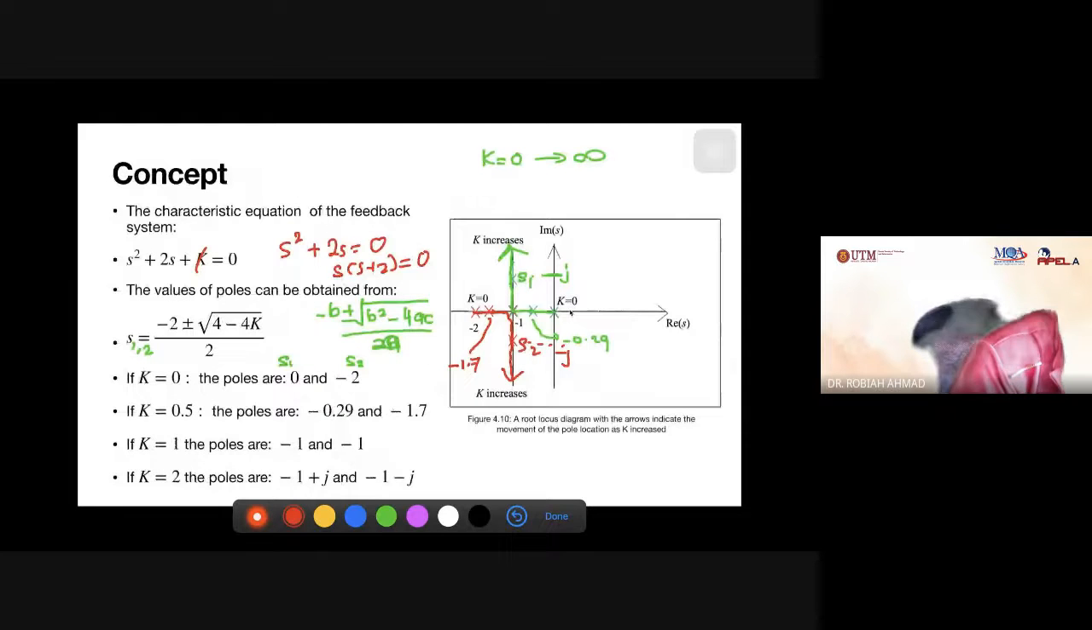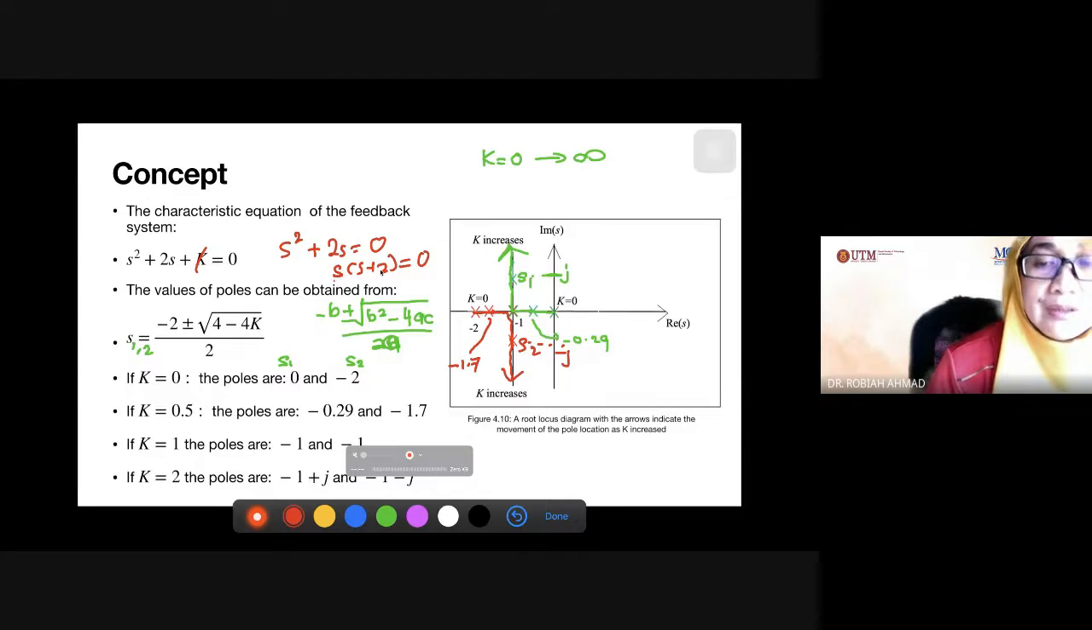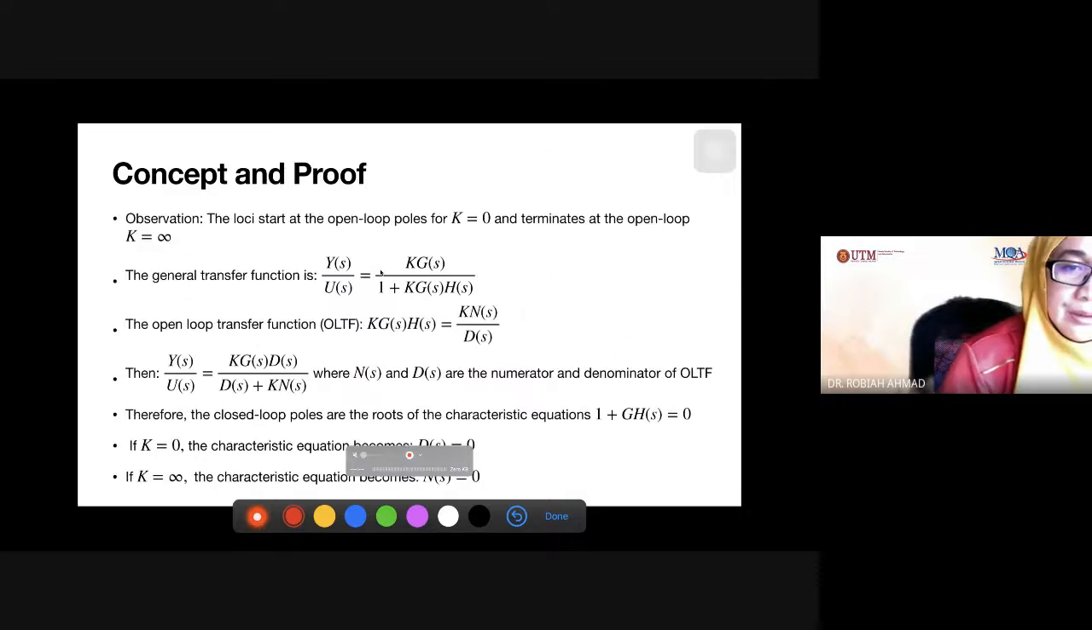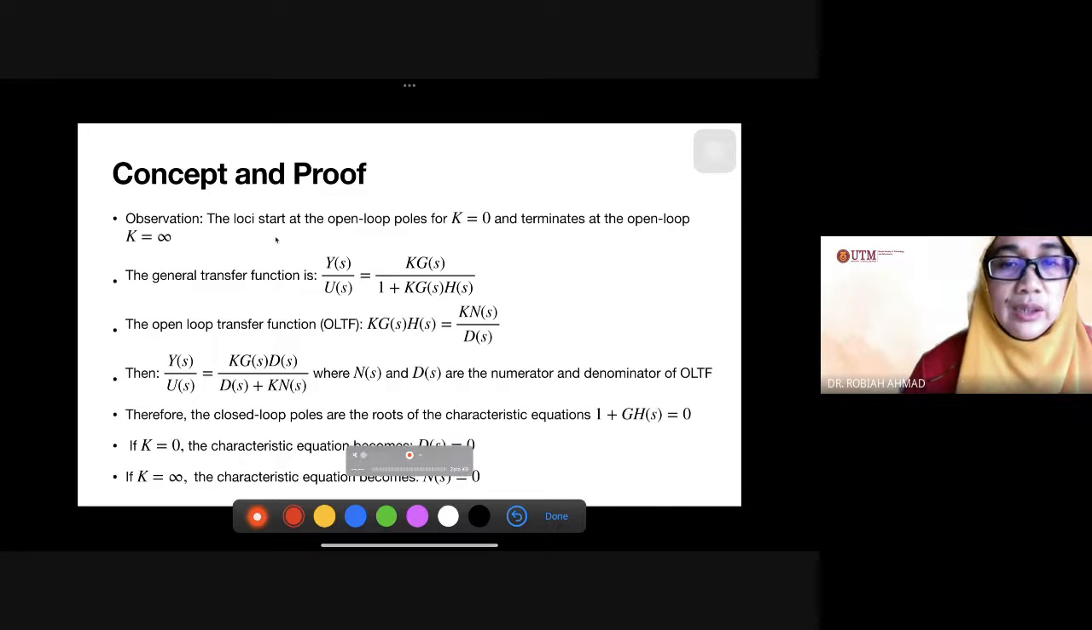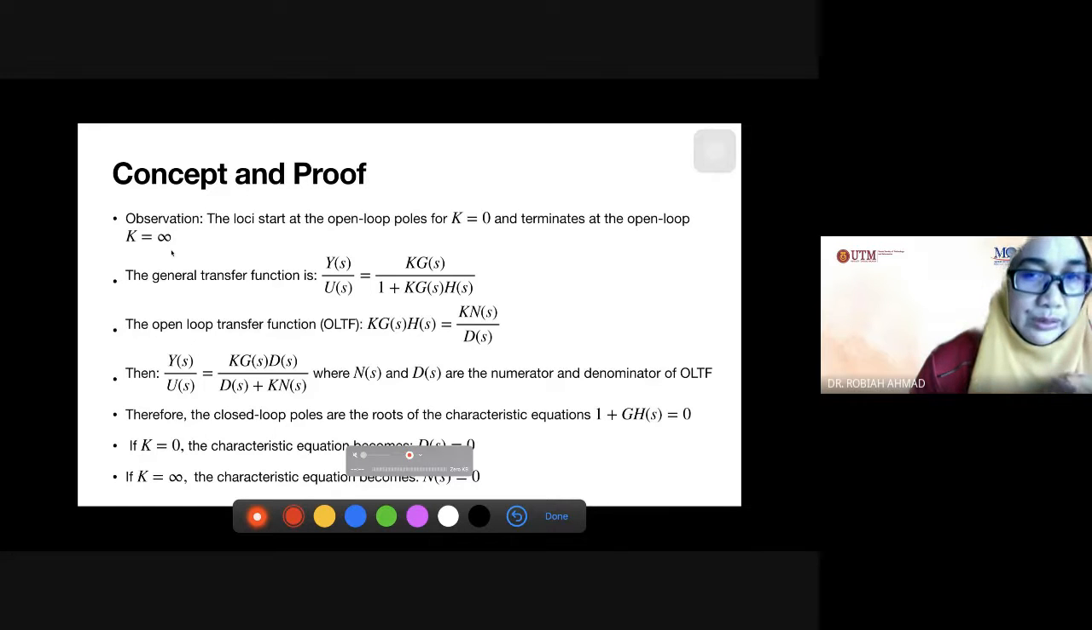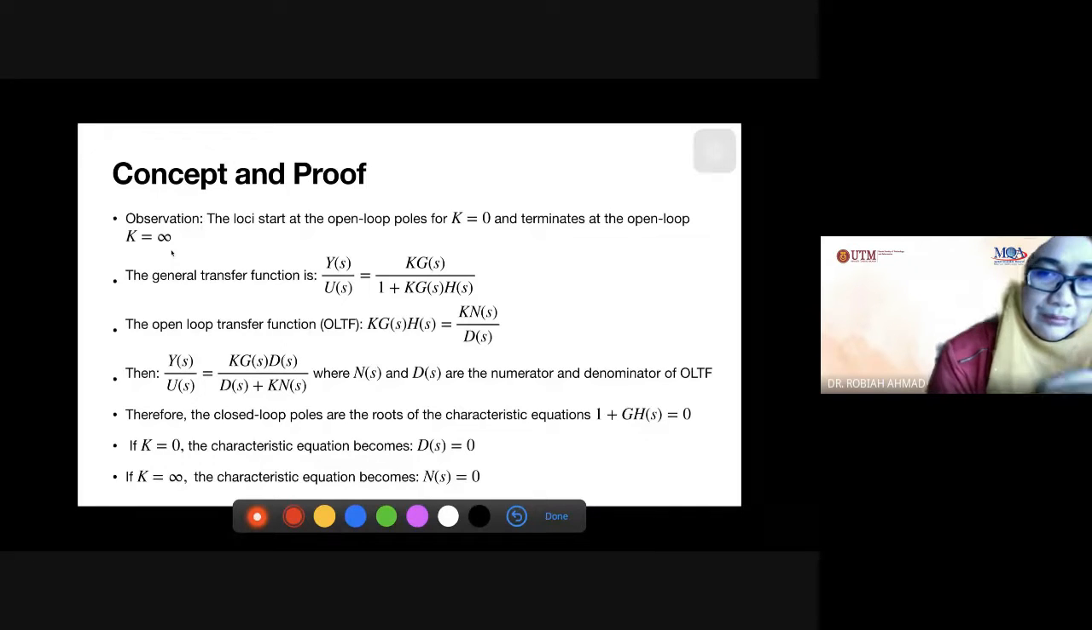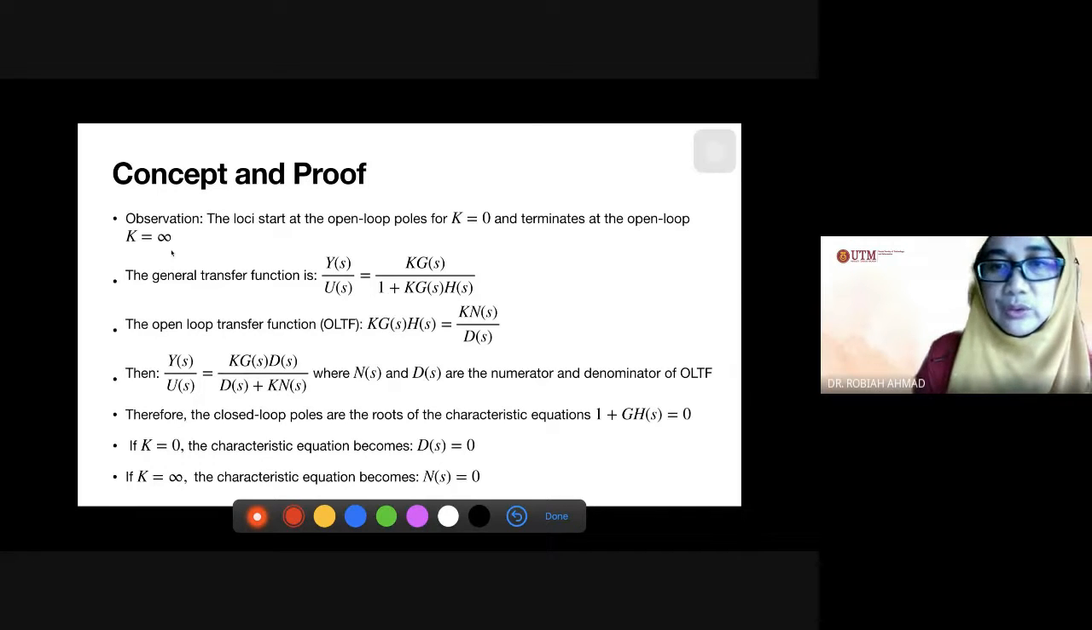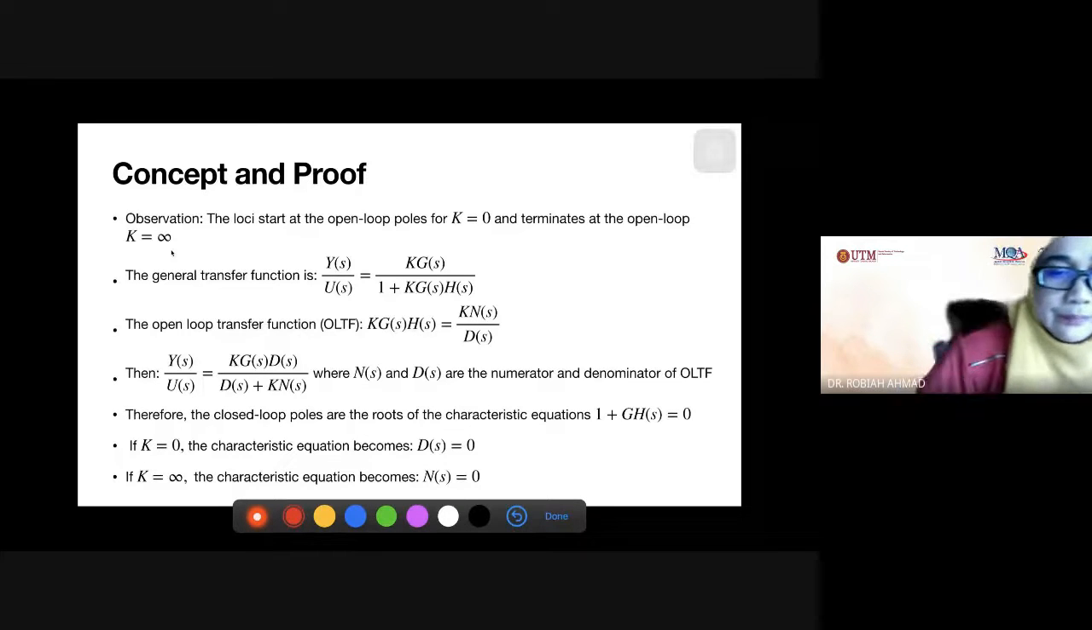Open loop poles are first S equal to 0, and then the second one is S equal to minus 2. So if we look at the observations, the loci start at the open loop poles when K equal to 0 and terminate at K equal to infinity. So if we look just now, it moves from 0 and minus 2, and then meets at one point, and then goes to infinity.